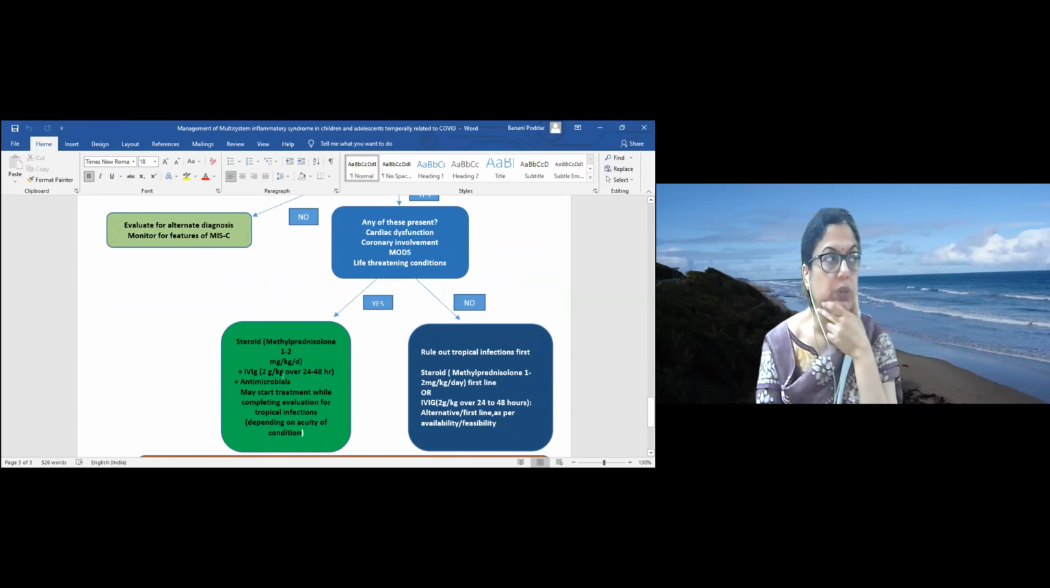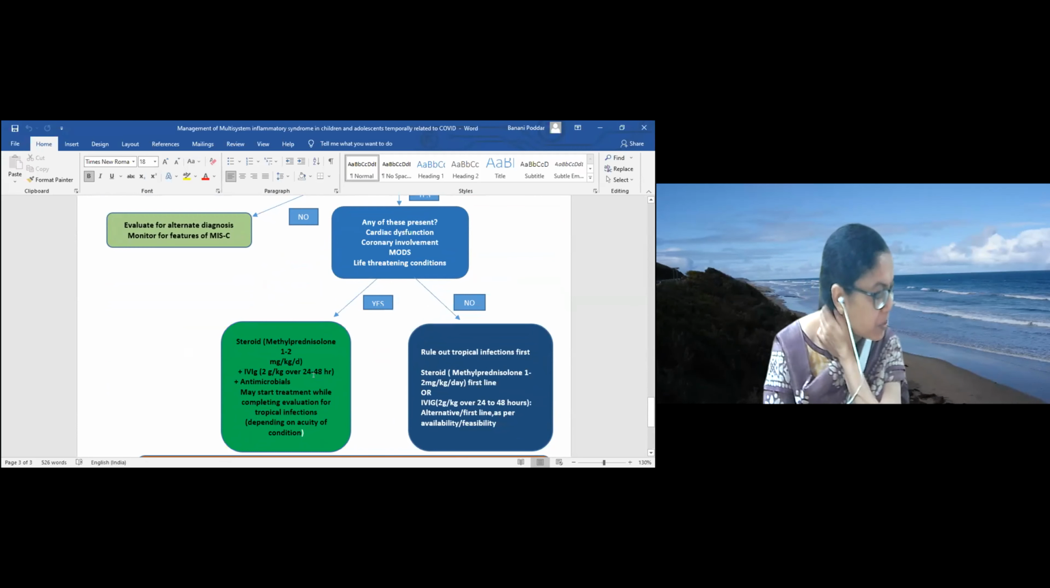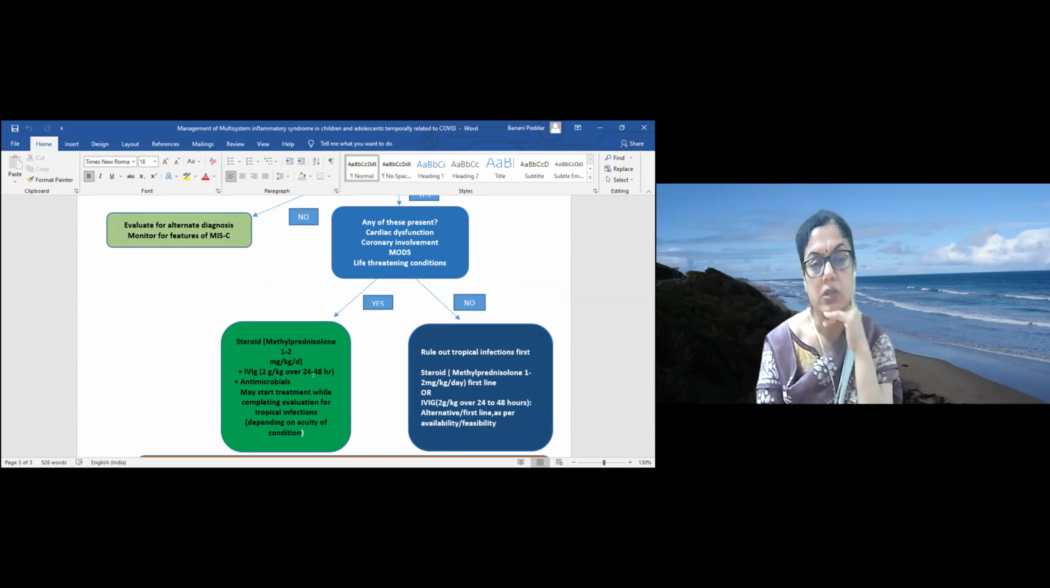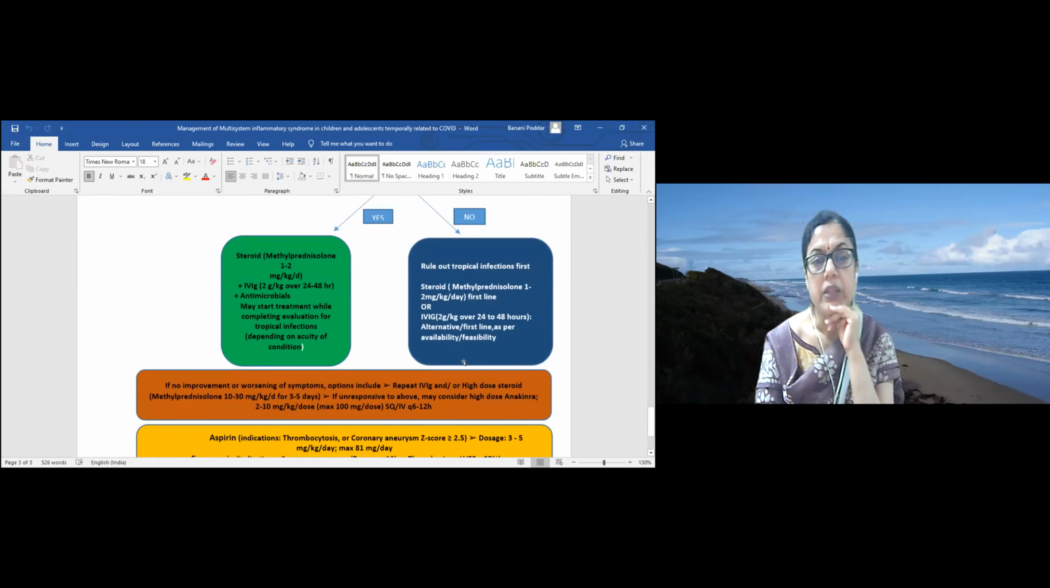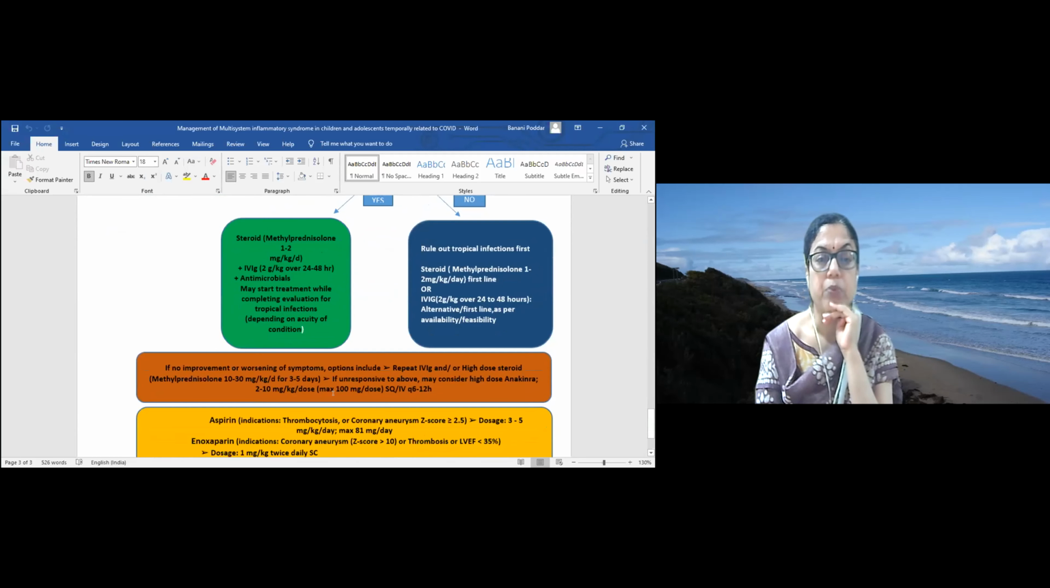Antimicrobials as and when you think they're necessary, or maybe if you would like to cover for any particular infection like say scrub or dengue or maybe staphylococcal disease. And also at this time, the patient requires an echocardiography. And if on echocardiography there is any evidence of enlarged coronaries or anything, then this patient becomes a candidate for either methylprednisolone, repeat IVIG, or this is also if the patient is not improving.